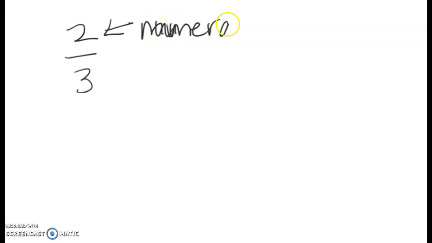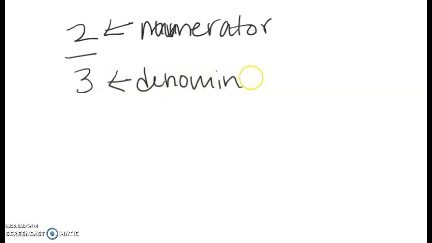So let's start by looking at just a regular fraction. So we have 2 and we have 3, 2/3. Okay, so with fractions, the top is always called the numerator. And the bottom is always called the denominator. So we have the numerator and the denominator. 2/3 is basically 2 out of 3.